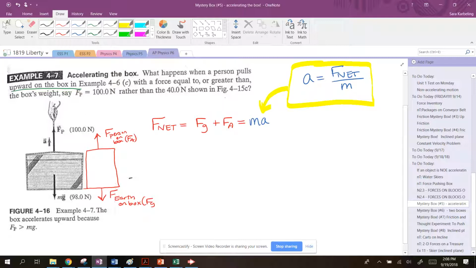How are we doing? Are you writing stuff down? Got a gravitational force of 98 newtons going downward. They didn't give us the 0.1, I'm just going to do it. So I've got 98 newtons going down. I've got 100 newtons going up. What's the mass of my box? Anybody? Yeah.